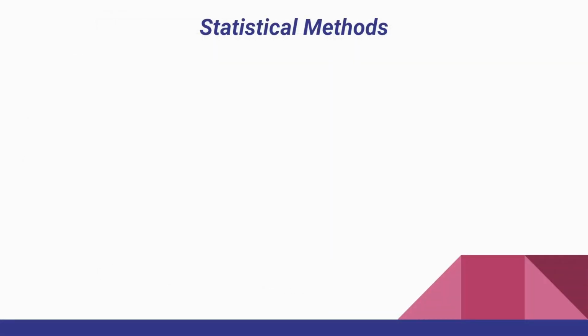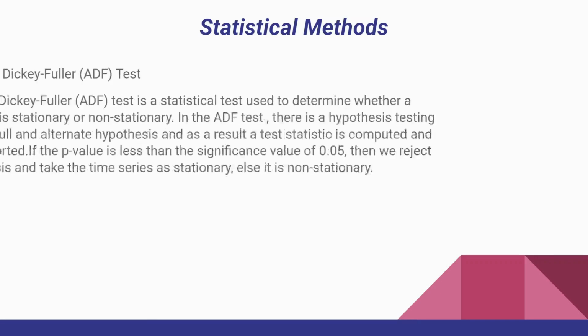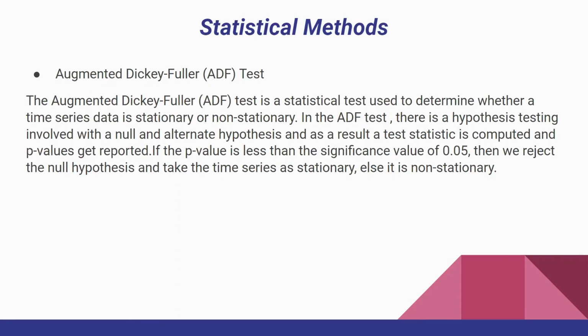The techniques discussed previously, namely the visual inspection and summary statistics techniques, are somewhat subjective in nature. Statistical methods help in getting a clear idea about the stationarity of data. Let us discuss some statistical methods to identify stationarity of data. First is the augmented Dickey-Fuller test or the ADF test. The augmented Dickey-Fuller or ADF test is a statistical test used to determine whether a time series data is stationary or non-stationary.